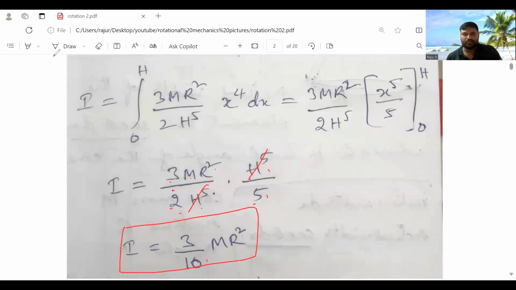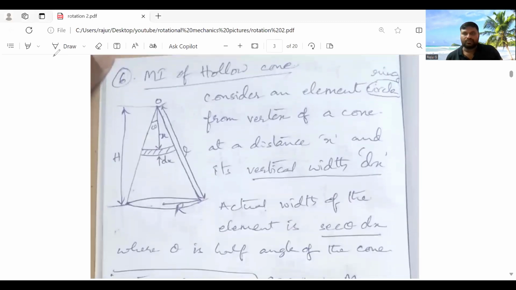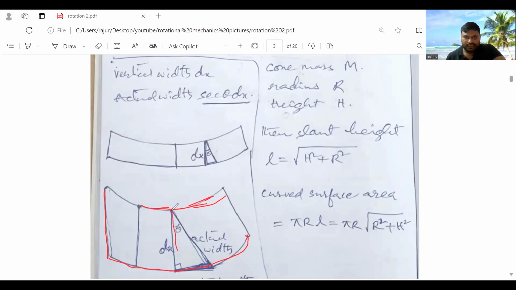And next we will discuss the moment of inertia of the hollow cone. To find the moment of inertia of the hollow cone, we need to consider again an elemental mass, a small element. Here the element is a ring whose thickness is dx and which is at a distance x from the vertex of the cone. Okay. Now this is a vertical width and this is an actual width. And here is an angle theta.